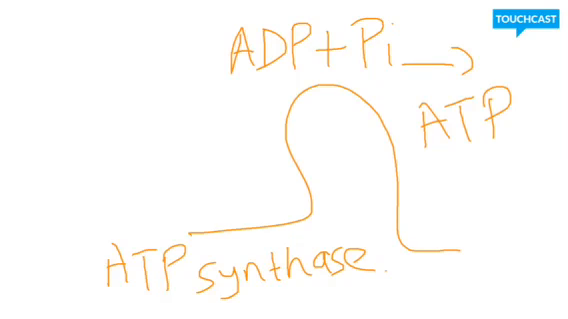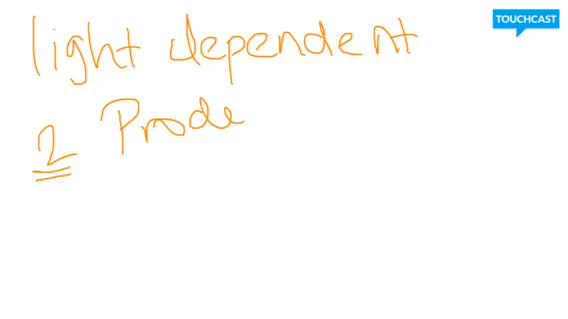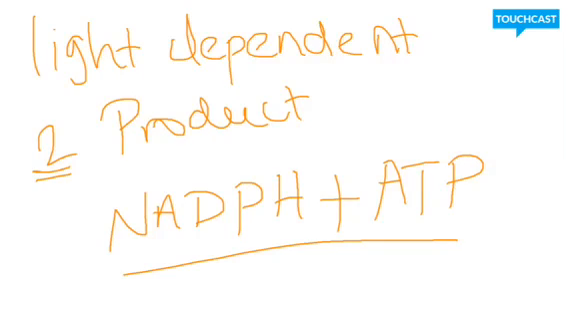As you can see, as the hydrogens move, you will end up with ATP, which comes to the idea that the light dependent photosynthesis gives us two products. The first product was NADPH, and the second product that we just made now was ATP. All right, clear?